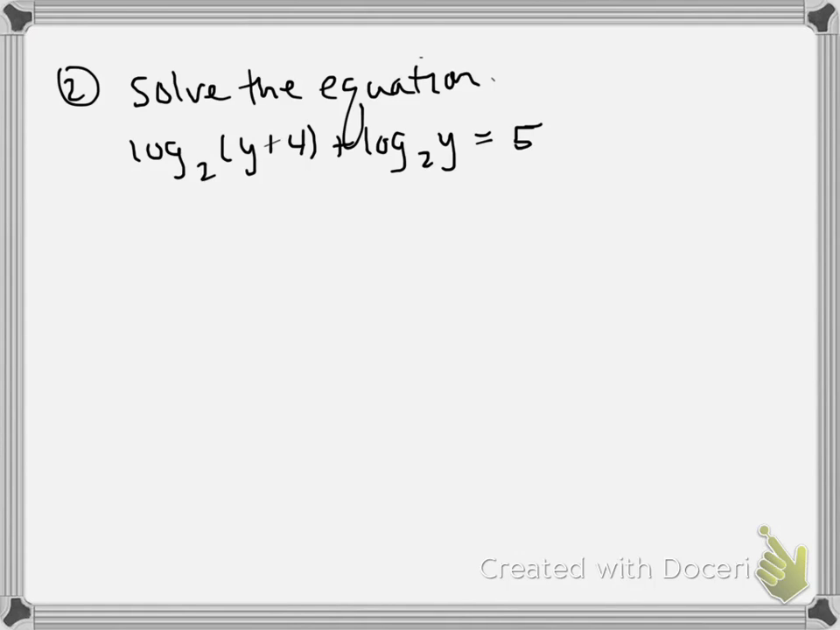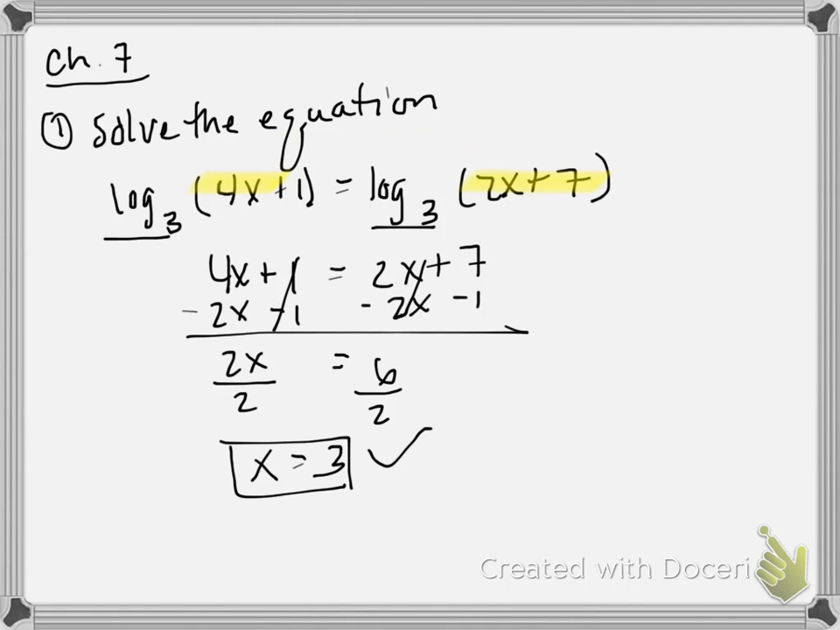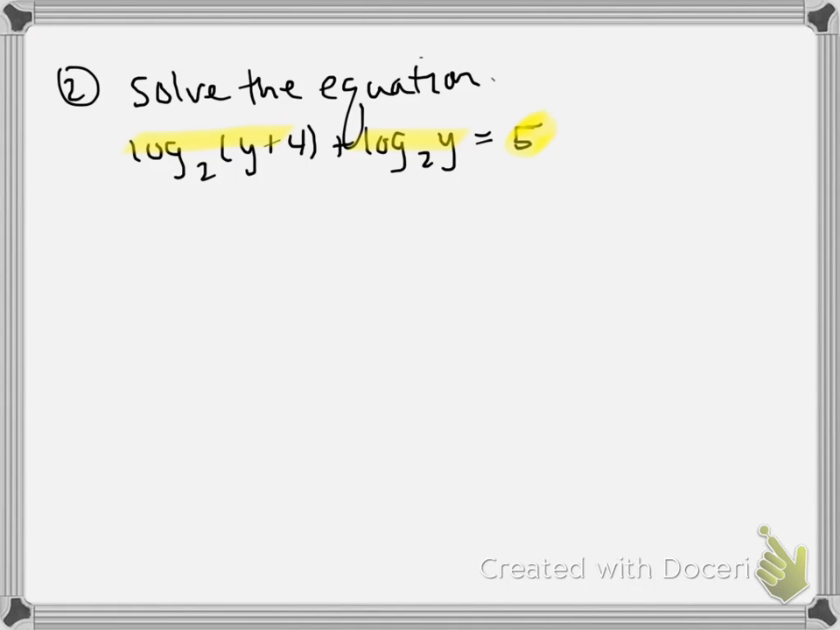Here I have something a little bit different. I have log base 2 of y plus 4 plus log base 2 of y equals 5. So you can see that I have two different logarithmic expressions on one side of the equal sign, and then I have it equal to a constant. That looks quite a bit different than the last problem that we had. So let me think about this for a second.